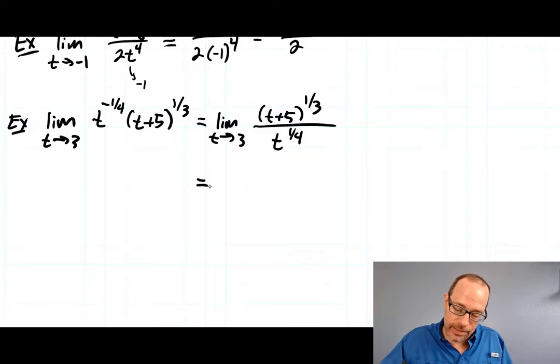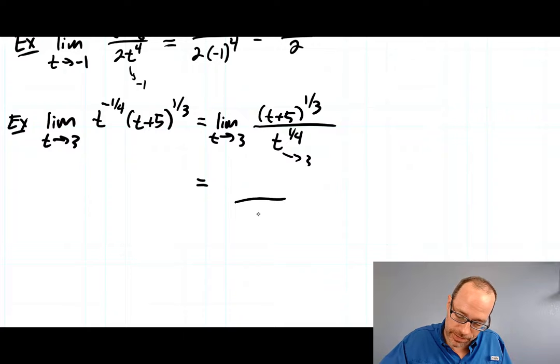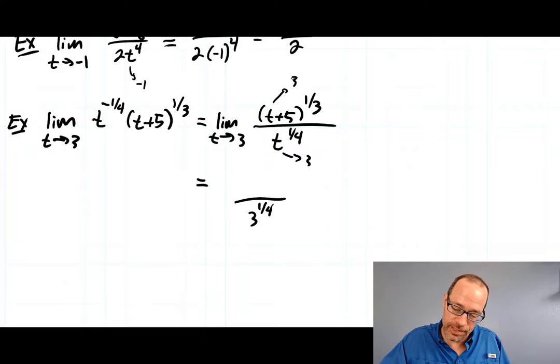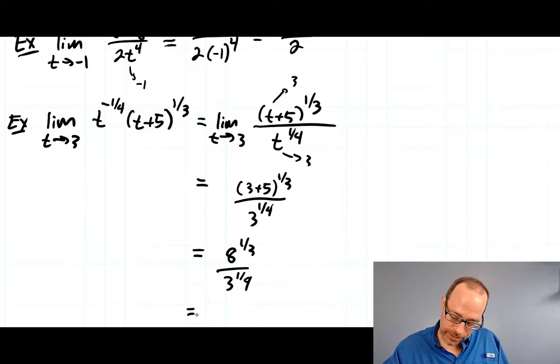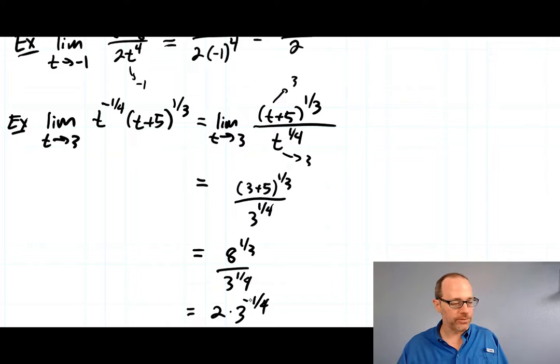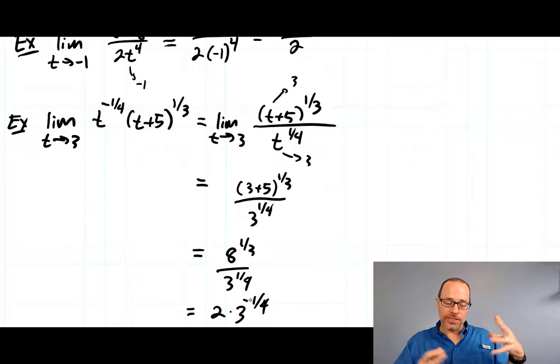All right. So now this t is going to 3. Luckily that's not 0, so that's no problem. So the bottom will be converging to 3 to the 1/4. And this t is converging to 3, so the top will be converging to 3 plus 5 to the 1/3. So we get 8 to the 1/3 all over 3 to the 1/4. And 8 is 2 cubed, so it's 2 times 3 to the negative 1/4 power, if you want to write it that way, and you can write it lots of other ways. All right, so there you go. Calculate limits little bit by little bit. Don't divide by 0.